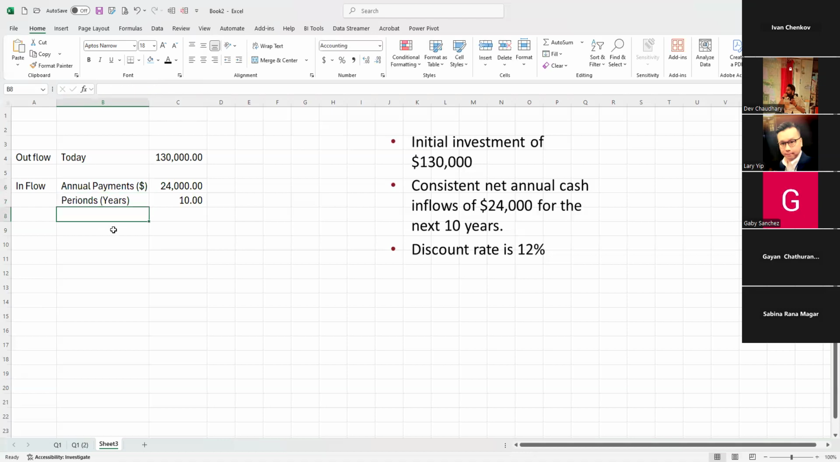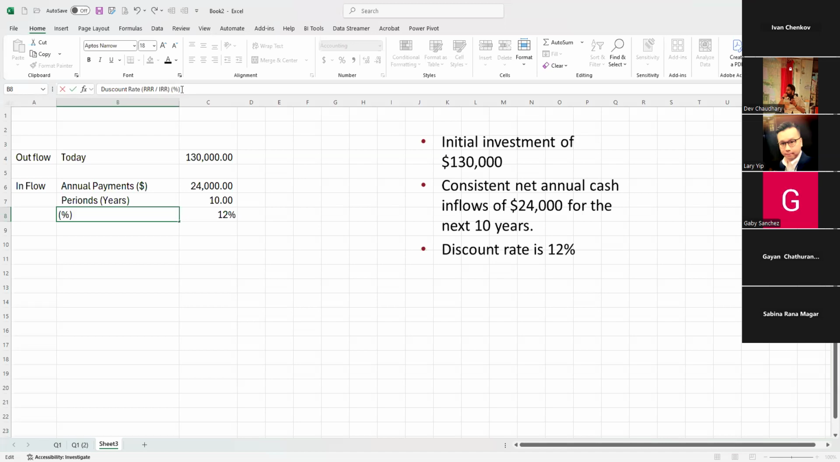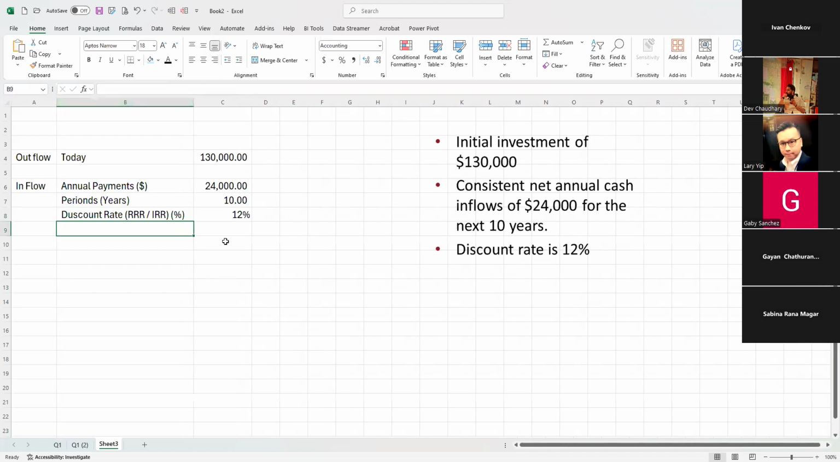And then we're going to have a discount rate, which in this case can be a required rate of return or can be internal rate of return. Either way, it will be a required rate of return or an internal rate of return, either one of those. And it can be something else. But in this case, that will be measured as a percentage. So once we have this information, the 24,000 is going to be our PMT payments.